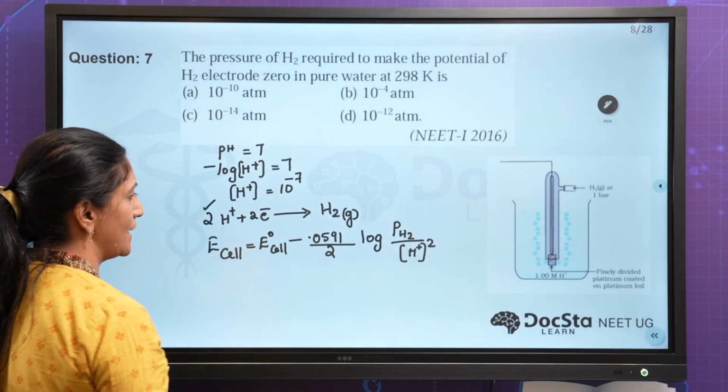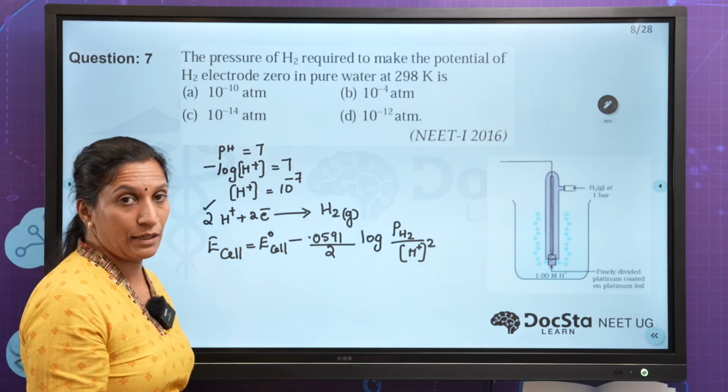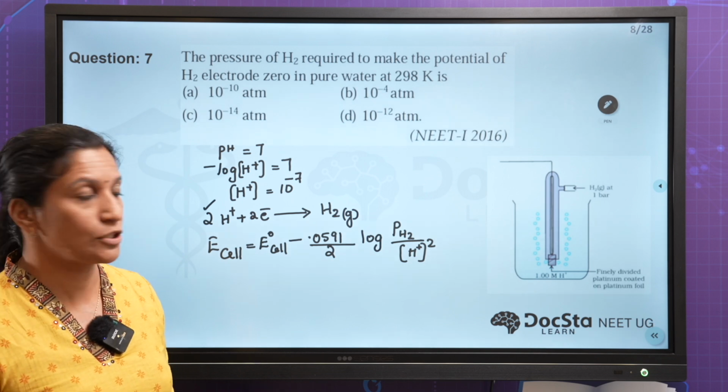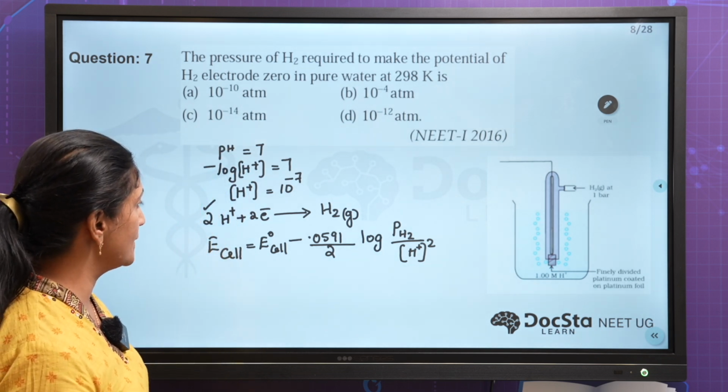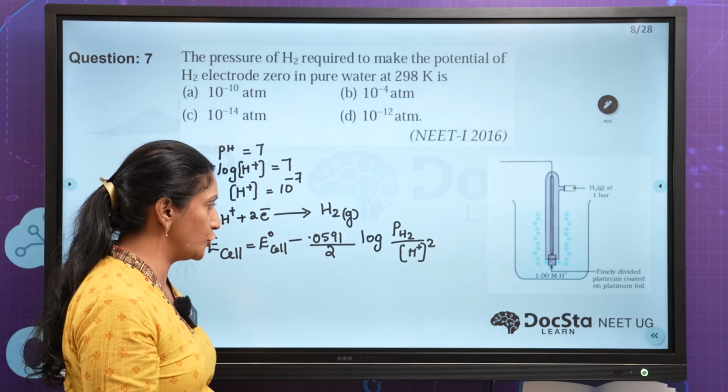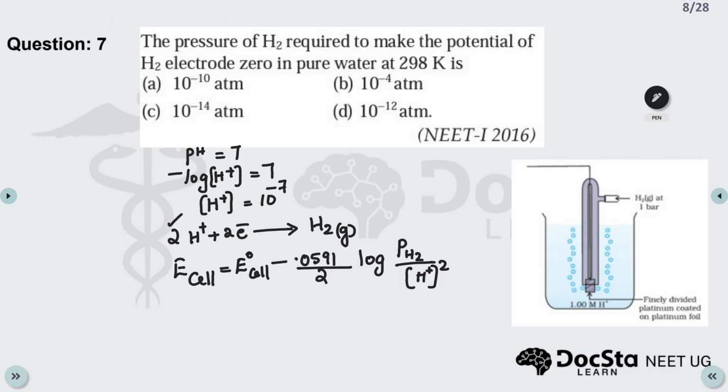So this is our expression. You must know the Nernst equation. How you write the Nernst equation for this cell is E cell is equal to E0 cell minus 0.0591 by 2 log pressure of H2 divided by concentration of H+ raised to 2. We know that this E cell will be 0.